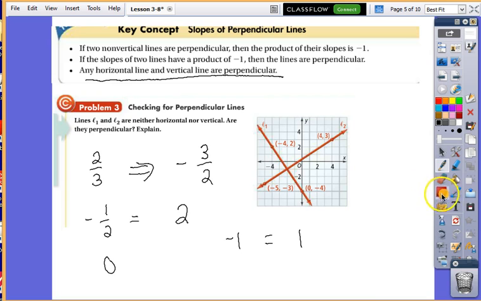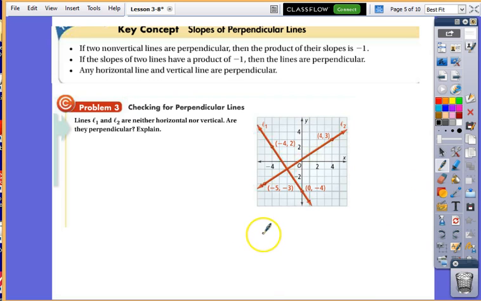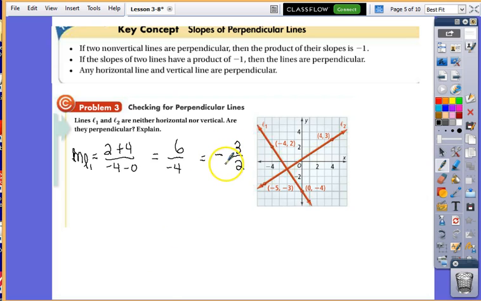All right, so in this particular problem right here, we're going to decide if these two lines are perpendicular. So the first thing I need to do is find the slope of line 1. The slope of line 1, I'm going to set it up as 2 minus a -4, so that's 2 plus 4 over -4 minus 0. And so 2 plus 4 is 6, -4 minus 0 is -4. And when I simplify that, I get -3 over 2. And the negative sign can go out in front of the fraction, as you remember when you learn how to do fractions, or it can go with the numerator, or it can go with the denominator.